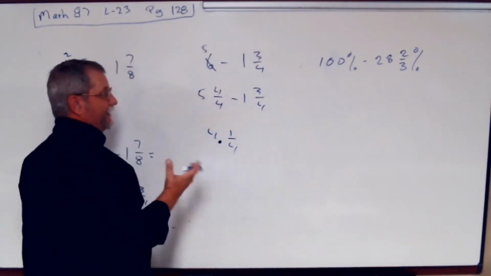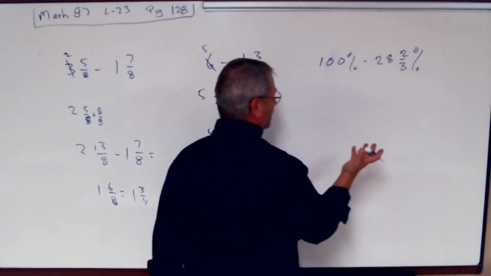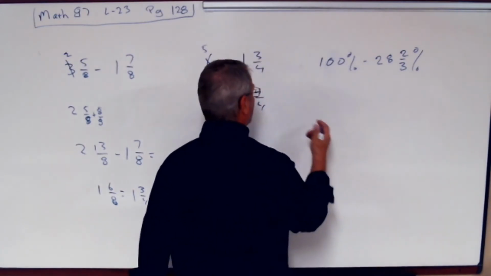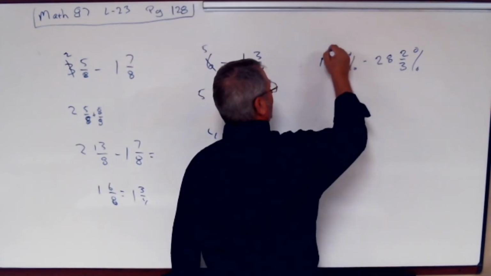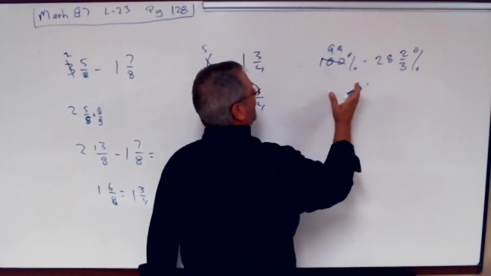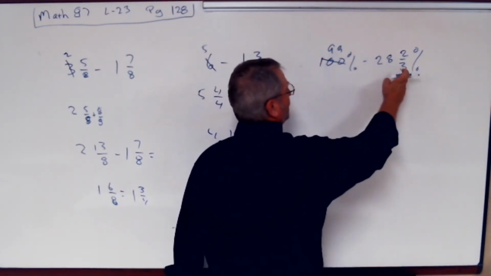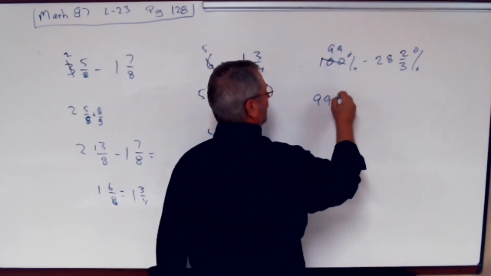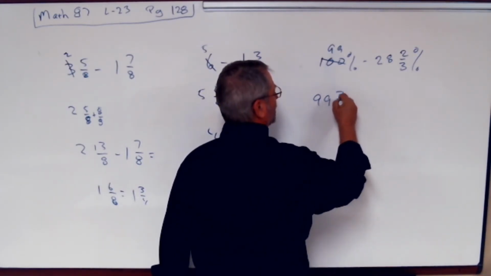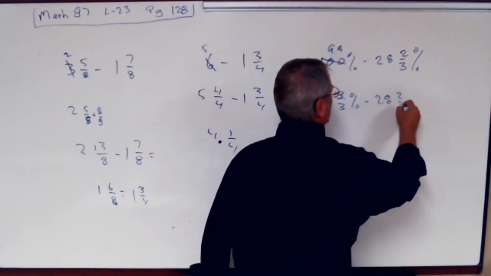All right? Over here, this looks like craziness because of the percents and stuff, don't let it bother you. Same deal as this one right here. The 100, I'm going to take 1 out of there, and that leaves 99. In terms of a fraction, I'm going to take 3/3 out. So it's 99 and 3/3% minus 28 and 2/3%.